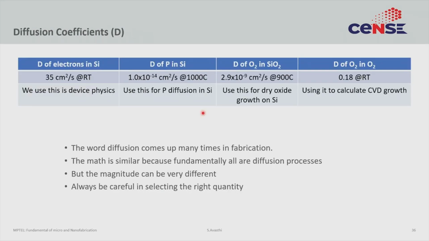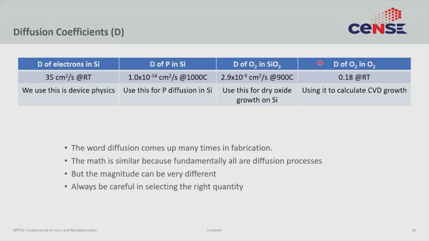A little note on this diffusion coefficient D. At this point, I have used D in several contexts. Those of you who have taken a course in devices may know D of electrons in silicon is around 35 centimeters square per second. We use this in device physics. We looked at diffusion of phosphorus in silicon when we were doing diffusion. We looked at diffusion of oxygen in silicon dioxide when we were doing growth of silicon dioxide, and right now we are talking of D of oxygen in oxygen when we are doing CVD.